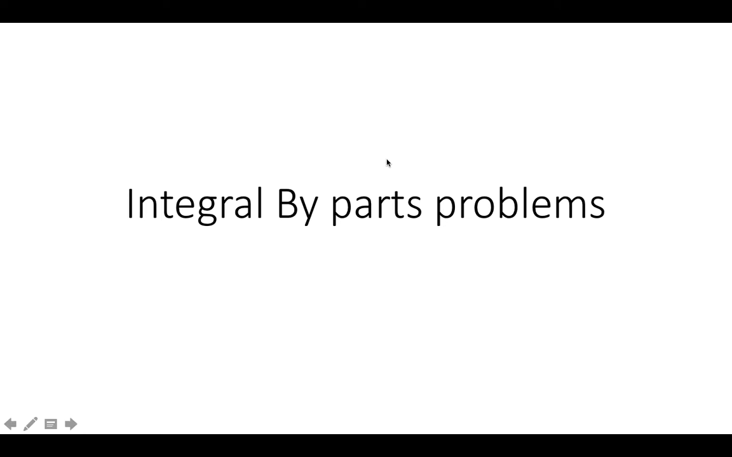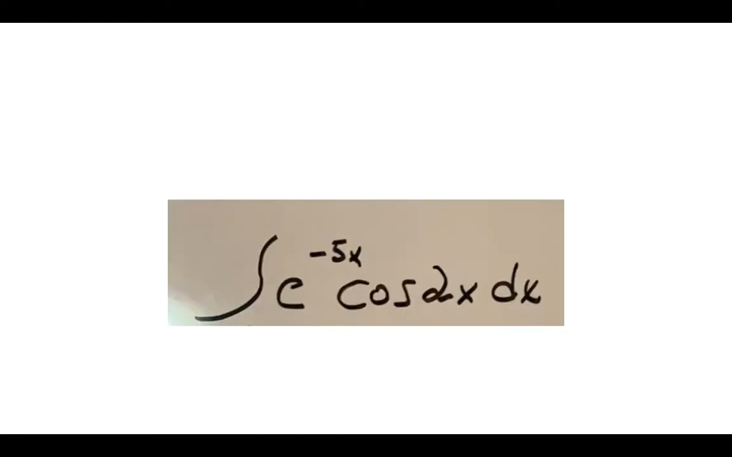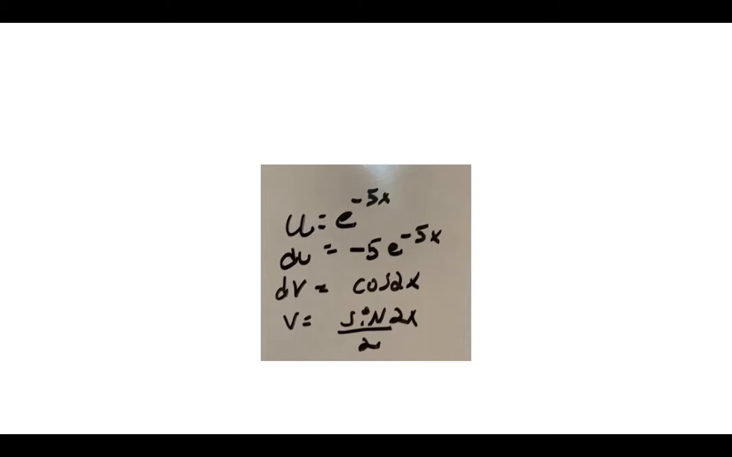Yeah, so today we're going to be doing a longer integral by parts problem. The question is, what is the integral of e to the minus 5x cosine 2x dx? What you want to do first is figure out what your u is and what is your dv. In large problems like these, I like to make u e to the minus 5x, and dv, the other one, just cosine 2x.